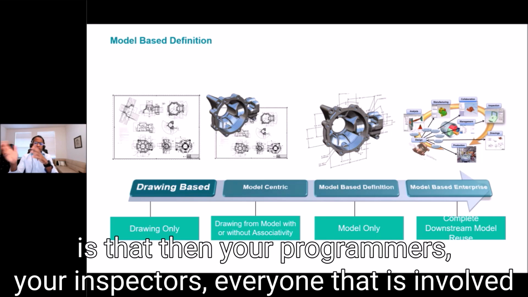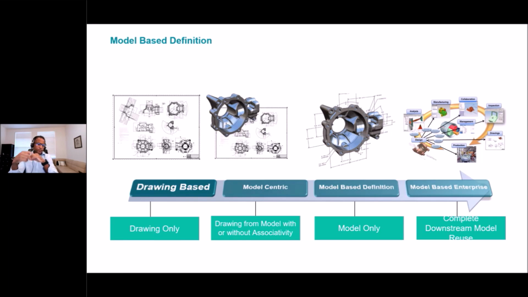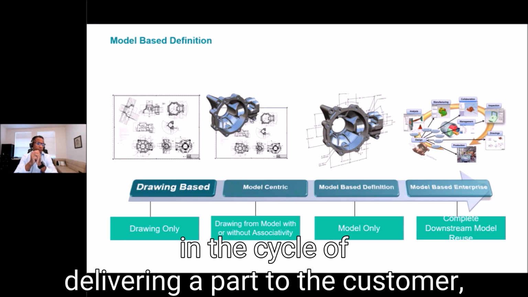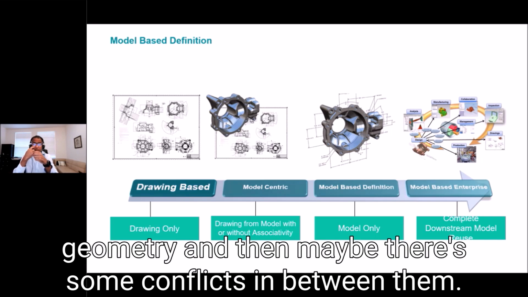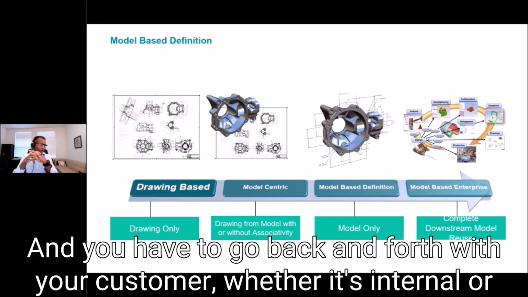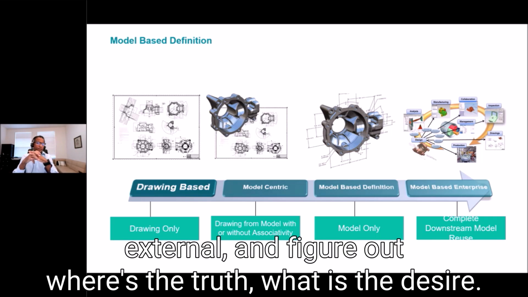The challenge is, and the challenge has been what I've been subjected to, and probably many of you still see, is that then your programmers, your inspectors, everyone that is involved in the cycle of delivering a part to the customer has to look at the drawing for tolerances, has to look at the model for some basic geometry, and then maybe there's some conflicts in between them, and you have to go back and forth with your customer, whether internal or external, and figure out, where's the truth? What is the desire?